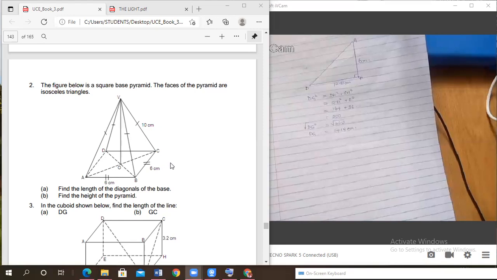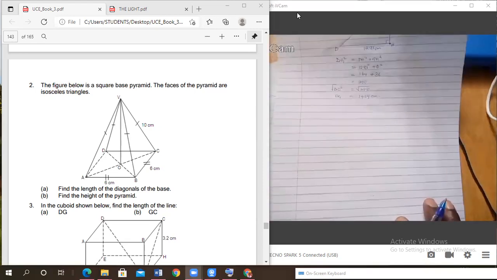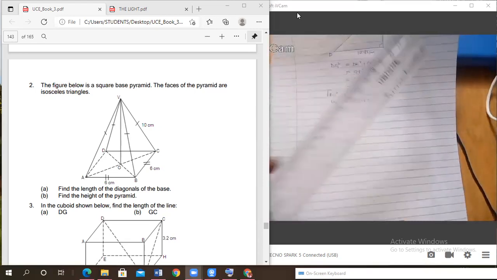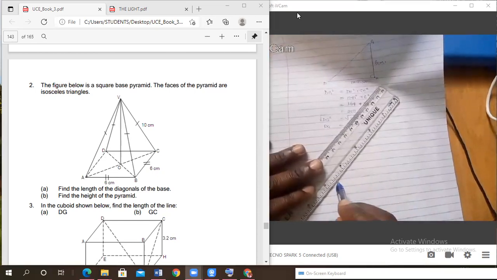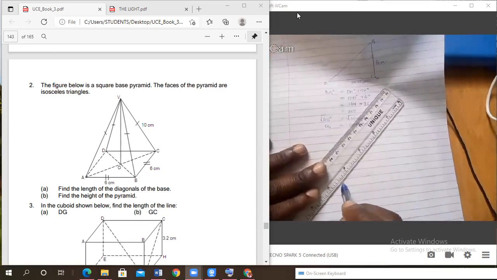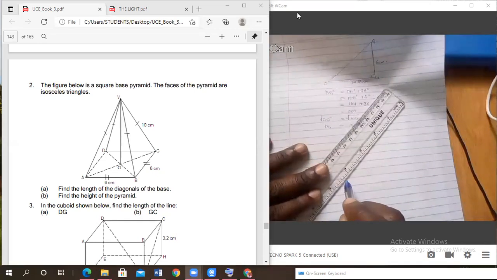So let us see, how do we find the length of those diagonals? Okay, so I'm going to start by drawing the figure. So I draw the base.